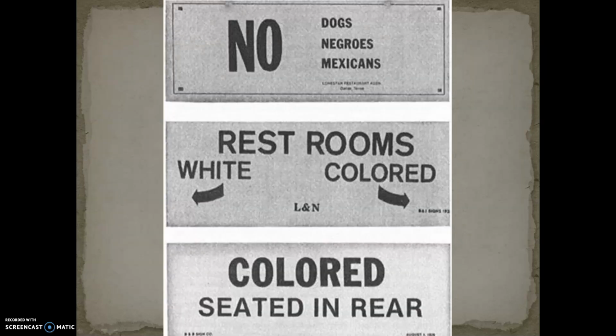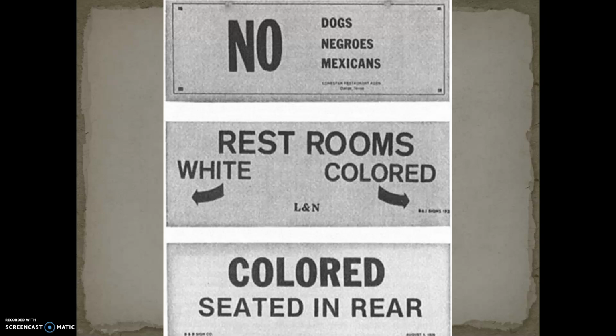Once the Redeemers had been able to regain control of the southern state governments through intimidation by the Ku Klux Klan and voter suppression through the new voting requirements, they began passing more laws to further restrict the rights of African Americans. These are the infamous Jim Crow segregation laws, which required separation of the races in all public facilities, be they parks, bathrooms, public pools, restaurants, rail cars, schools, and so forth.